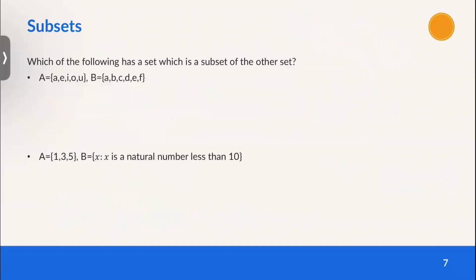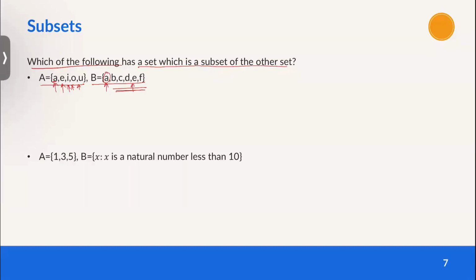Okay. So here are a few problems on subsets. Which of the following has a set which is a subset of the other? So here we have A and here we have B. So A has A, E, I, O, U and B has A, B, C, D, E, F. So you can see A is there in B, E is there in B, but I, O and U are not there in B. So A is not a subset of B. Now we have to check the other way.